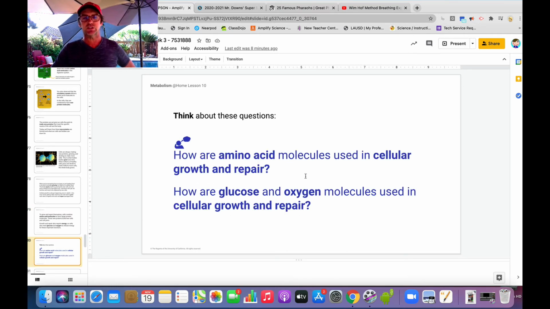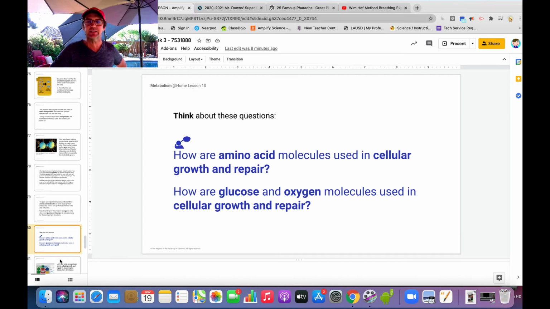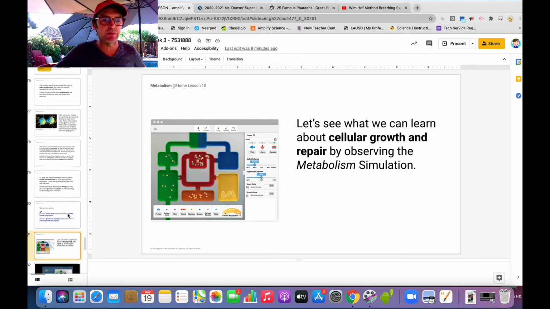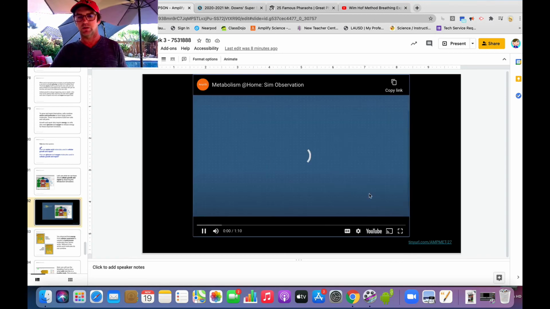Think about these questions. How are amino acid molecules used in cellular growth and repair? How are glucose and oxygen molecules used in cellular growth and repair? So now we've added in amino acid in cellular. Let's see what we can learn about cellular growth and repair by observing the metabolism simulation. All right, so here we get everything we should have done in the sim. Anyway, let's watch it. Oh, here we go.